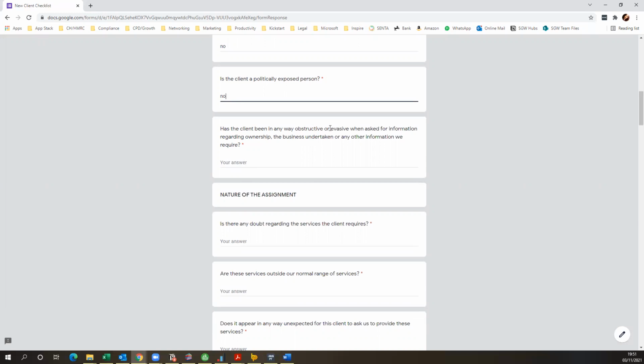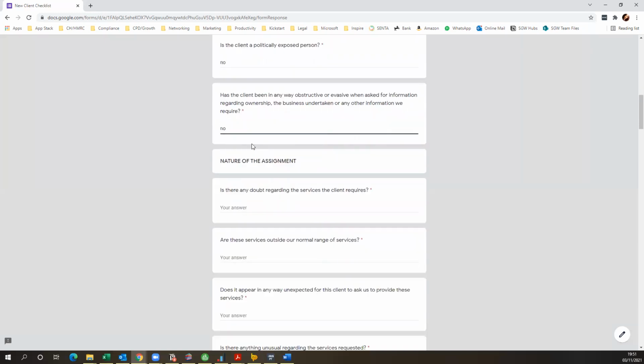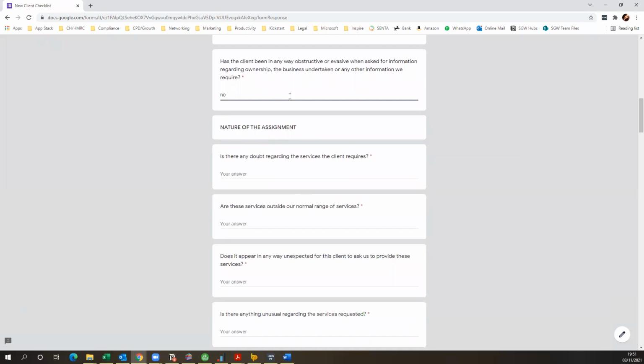Has the client been in any way obstructive or evasive when asked for information regarding ownership, the business undertaken, or any other information we require? So do you feel like they've been hiding something is the basic question there. If not, then no. If yes, then explain what it is.